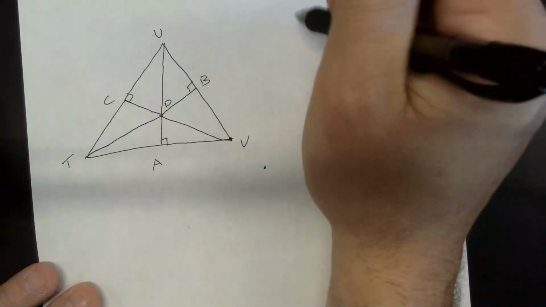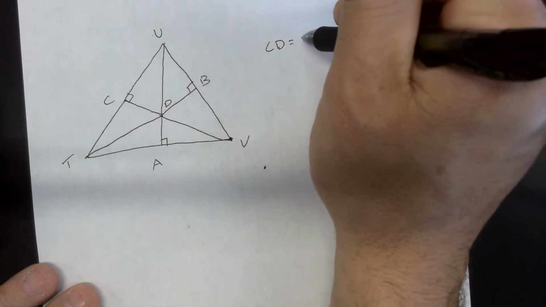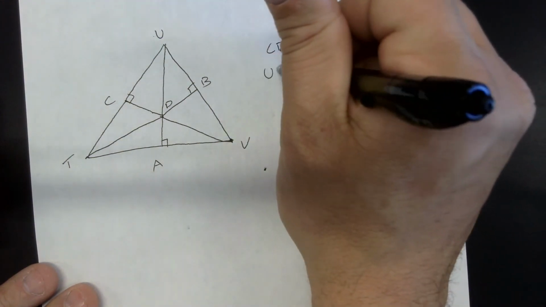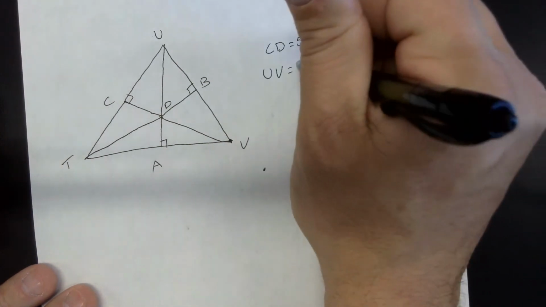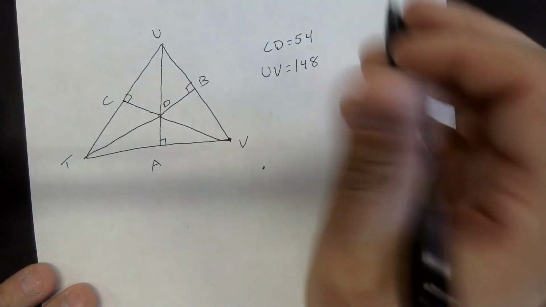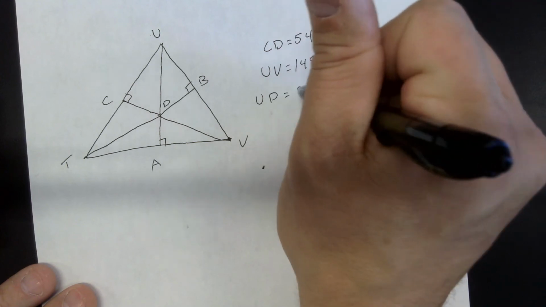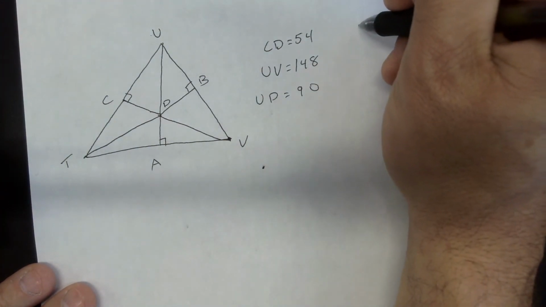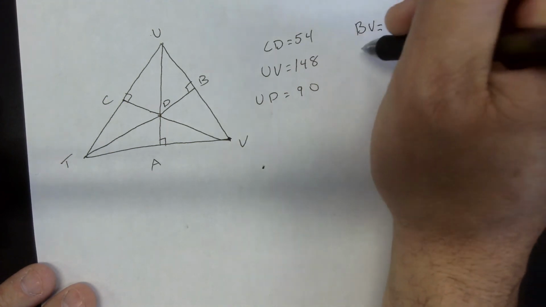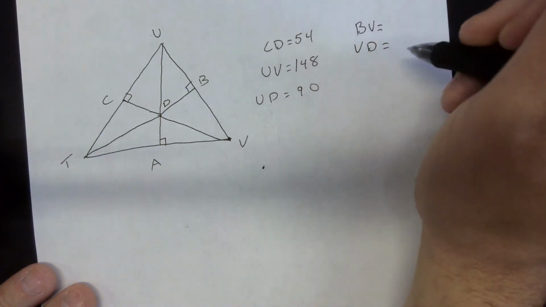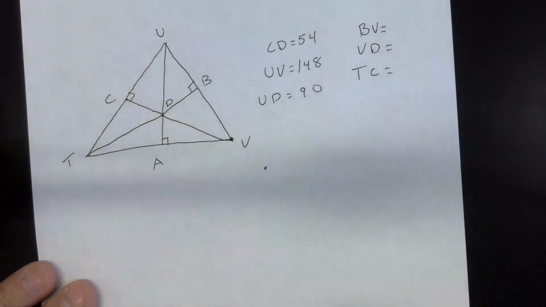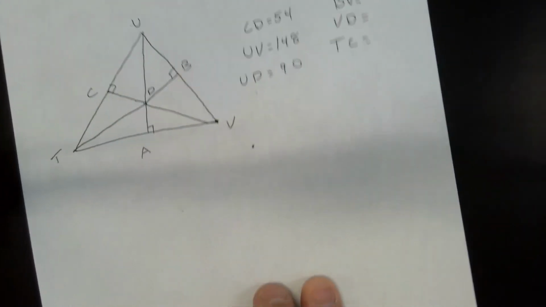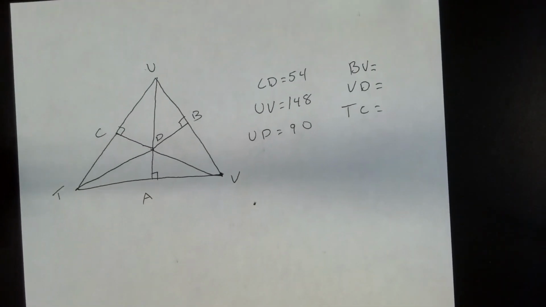Okay, the stuff they tell us: CD equals 54, UV equals 148, and UD equals 90. The stuff they want us to find is BV, VD, and TC. Let's see if we can get it. Go for it.